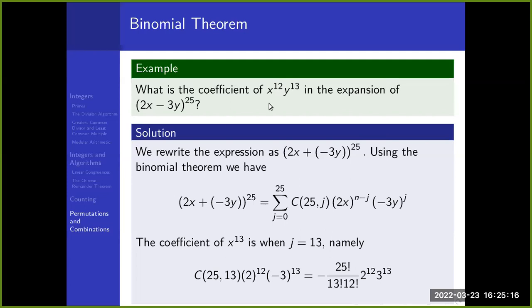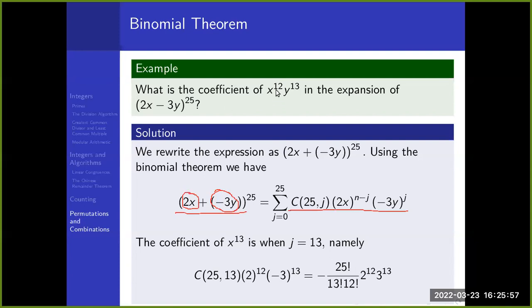So here is another example: to find the coefficient of x raised to 12 and y raised to 13 in the expansion of (2x minus 3y) raised to 25. So here what we do is we write it in a form that's easier to work with. So we write it in this form. Treat 2x as your first term in the binomial and negative 3y as the second term. And if you write out the binomial expansion, this is what it will be.